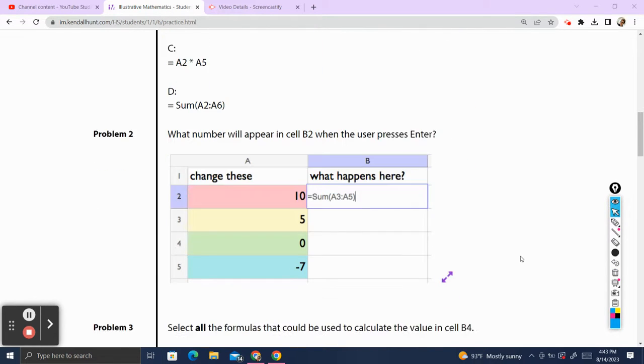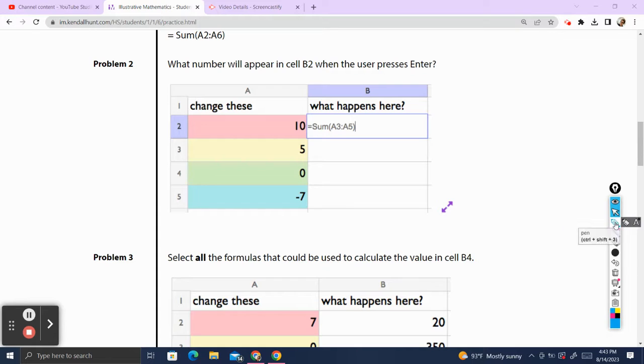Let's go ahead to problem number 2. What number will appear in cell B2 when the user presses enter? So we want to know what's happening in this cell right here.